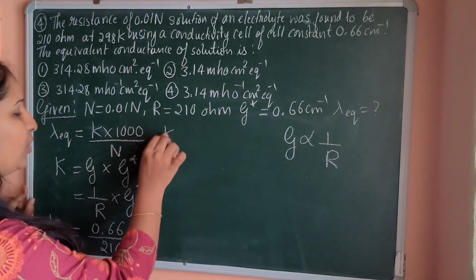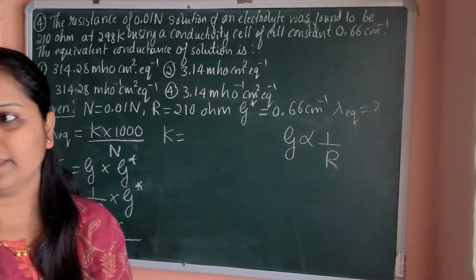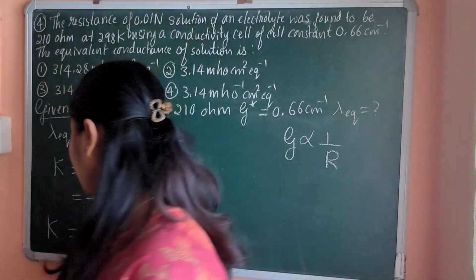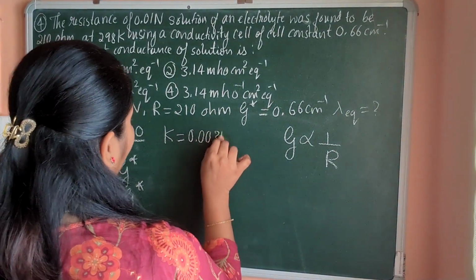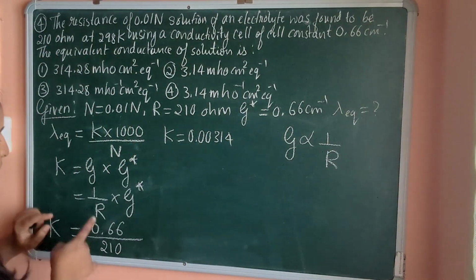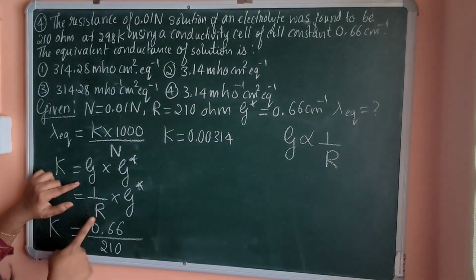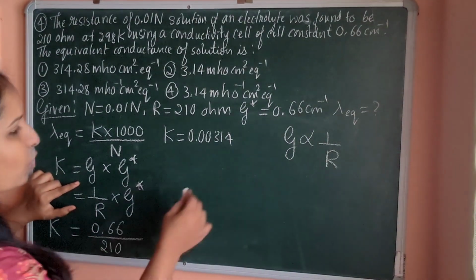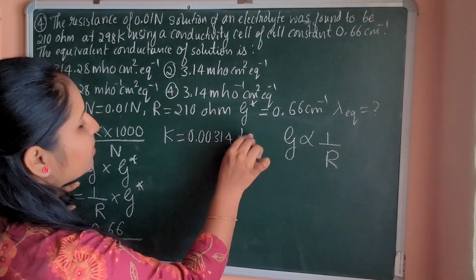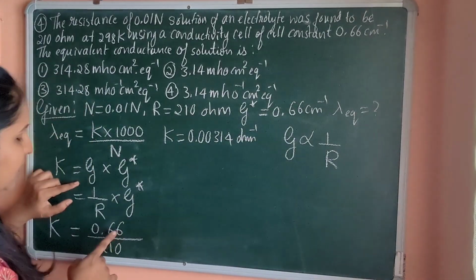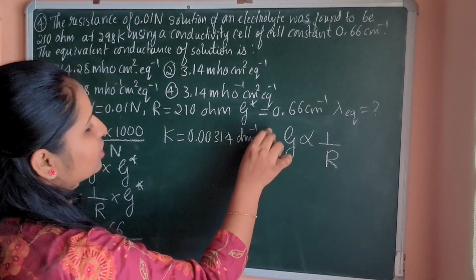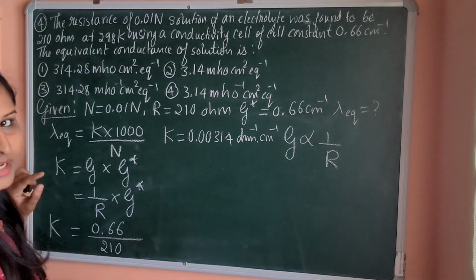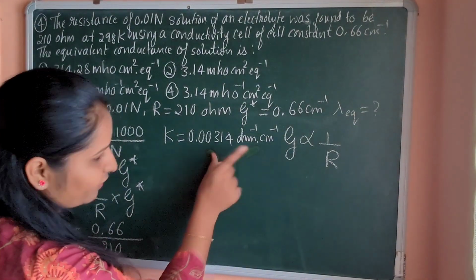So the K value will be calculated as 0.00314. And what will be the unit for this one? 1 by R becomes per ohm, and the centimeter is per centimeter for the cell constant. So it is per ohm per centimeter. I got the value for K.